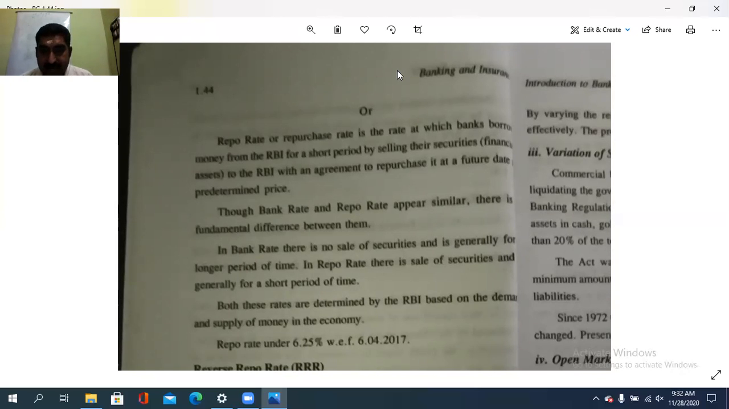Though the bank rate and the repo rate appear similar, there is a fundamental difference between them. That is, in the bank rate there is no sale of security, while in the repo rate there should be a sale of security at a predetermined price, agreed upon by the commercial bank and the RBI, so that they can repurchase it at a later date. So that is the difference between the bank rate and which one? The repo rate. Clear? So that is the repo rate, or repurchase rate.